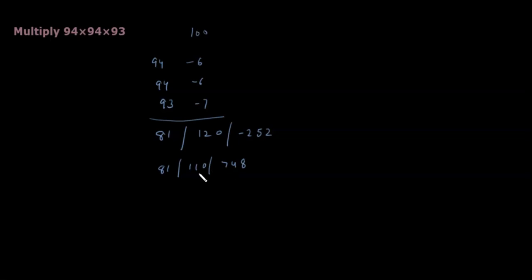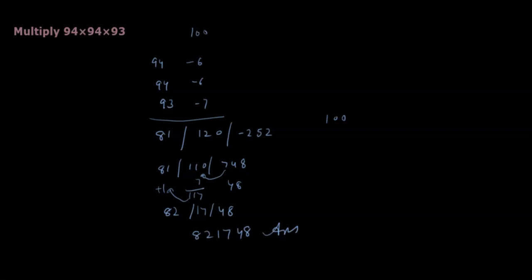Now all the numbers in the partition are positive, but they should be of 2-digit number because our base is 100. We can add this 7 to the next partition. So this will become 117, and we can keep 17 from here and add this 1 to the next partition. So this will be 82. So the answer is 821748.